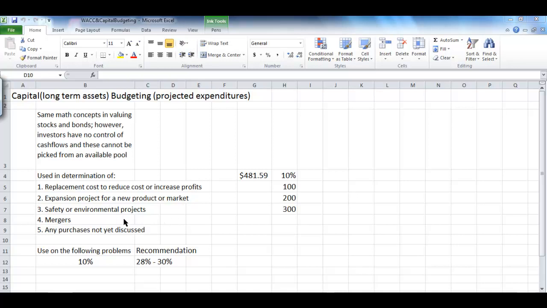Maybe an expansion project so that we have a new product line or go into a new market. It could be a safety or environmental project. It could be a merger. Anything that you're spending money on, but that I have not yet discussed.